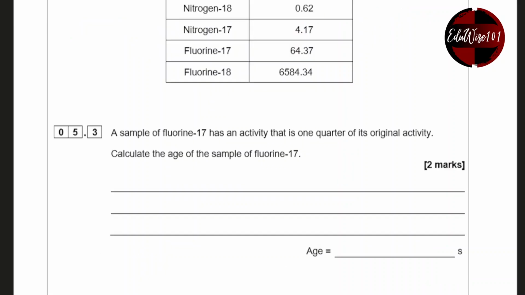Now, if it has 1/4 of its original value, so if we start off with 1, after 1 half-life, it should have half remaining. After another half-life, that half is going to half again, which means that's 1 quarter. So that's 2 half-lives.